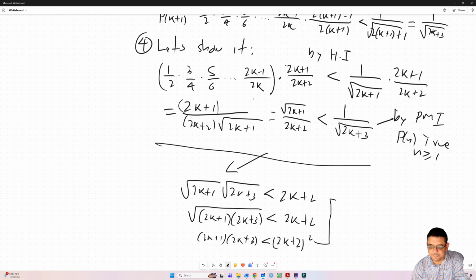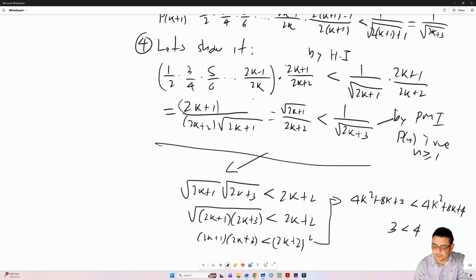And so now what we're going to get is that 4k squared plus 8k plus 3 is less than 4k squared plus 8k plus 4. This is what I get from this. This is what I get from this. Notice that I can cancel terms, and I'm going to get that 3 is less than 4. So this means that this inequality is true.